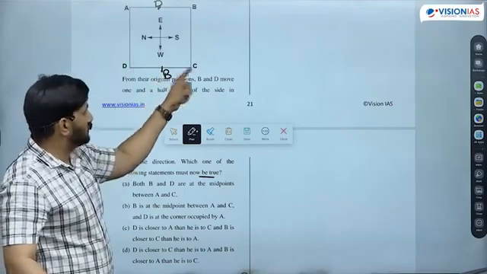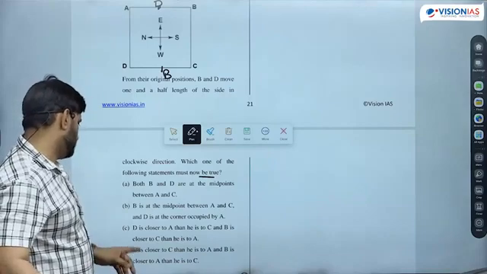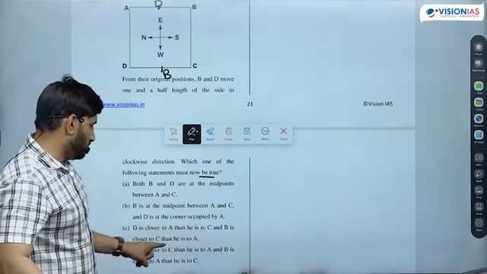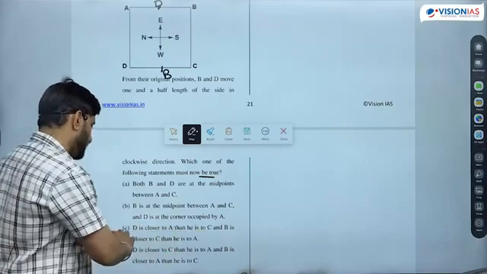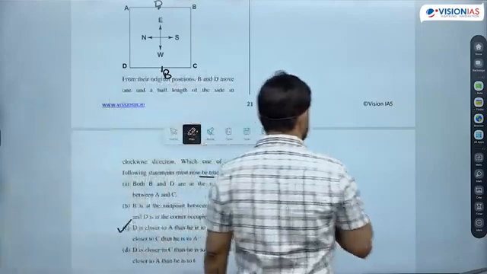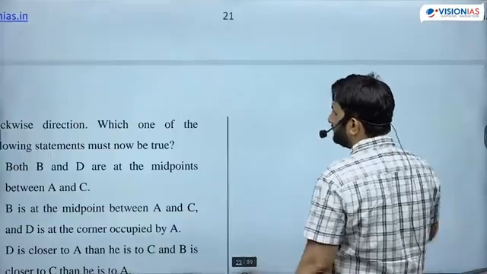Similarly, B is closer to C as compared to A. So which one? C option. D is closer to A than he is to C, and B is closer to C than he is to A. Answer will be option C. Now let's see the next one.